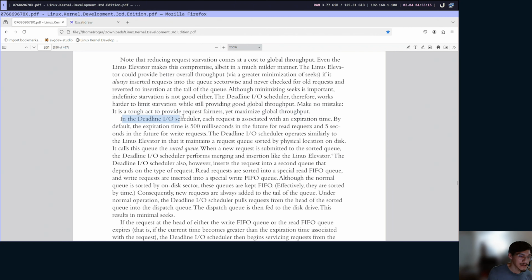In the deadline I/O scheduler, each request is associated with an expiration time, hence deadline. By default, the expiration time is 500 milliseconds in the future for read requests and 5 seconds in the future for write requests. The deadline I/O scheduler operates similarly to the Linus elevator in that it maintains a request queue sorted by physical location on disk. It calls this queue the sorted queue. When a new request is submitted to the sorted queue, the deadline I/O scheduler performs merging and insertion like the Linus elevator. The deadline I/O scheduler also inserts the request into a second queue that depends on the type of request.